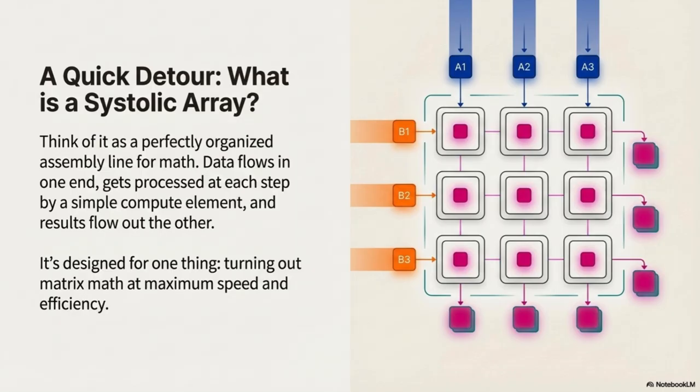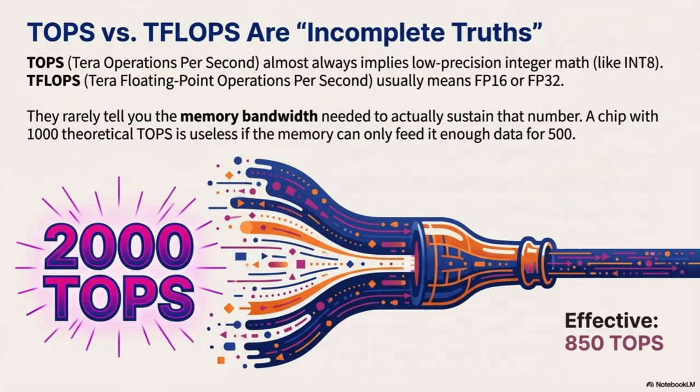TOPS versus TFLOPS. The guide says they're not lies, but they're incomplete truths. That is a perfect way to put it. TOPS, tera operations per second, almost always means low precision integer math, like INT8. TFLOPS, tera floating point operations, usually means FP16 or FP32.